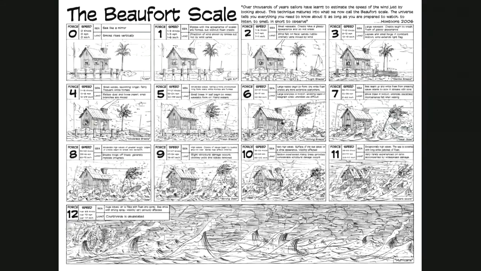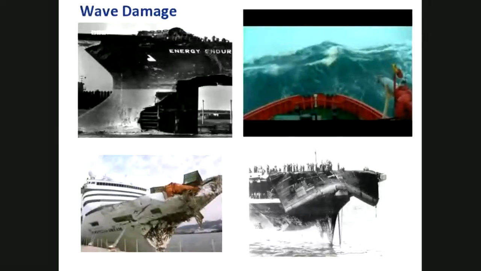The damage. I got some pictures of some ships that have been damaged by waves. See this right here? There's the bow. Look at that big chunk blasted out, by the way. The front of the ship often takes damage. This is an aircraft carrier from World War II. Look at the deck. That's a steel deck, and you can see where the wave hit it and just kind of bent it down.